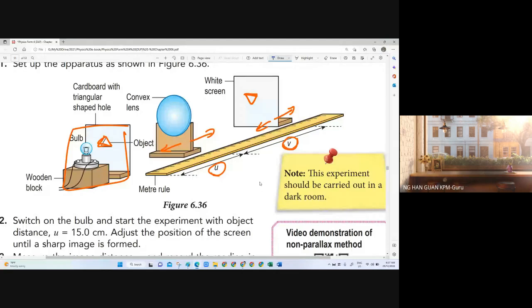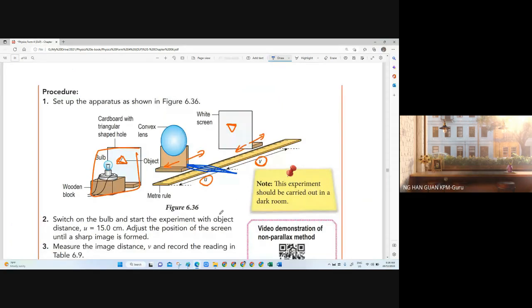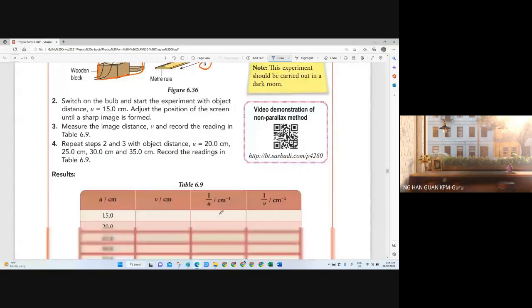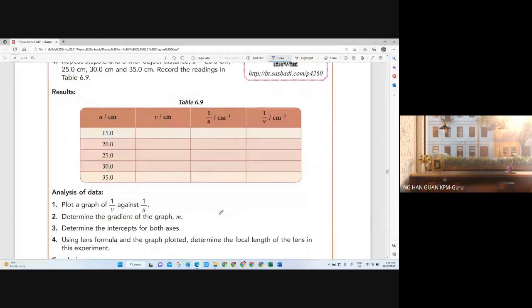Remember, all the measuring is from the positions of the lens. For the lens toward the object is the object distance. For the lens toward the image is the image distance. Okay, so this is how we do this experiment. Later on, when we get the results, we need to calculate 1 over u and 1 over v.